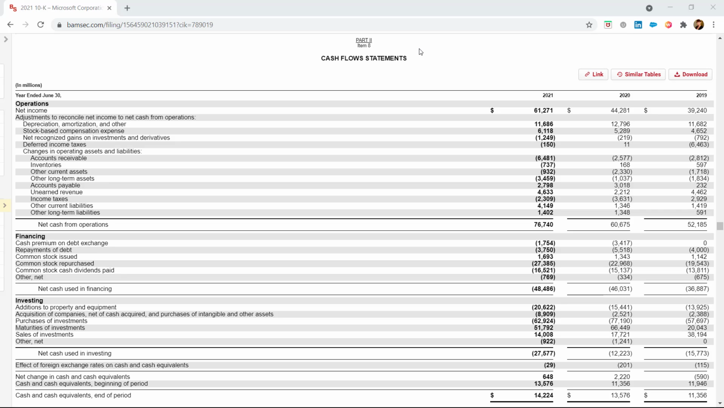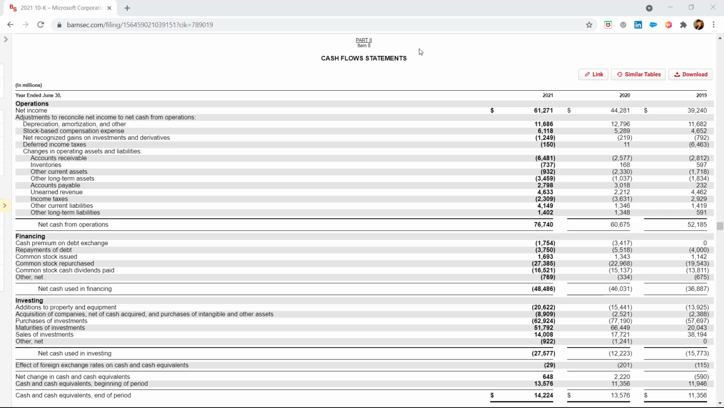Cash flow statement is one of the three key financial statements that report the cash generated and spent during a specific period of time. The statement of cash flows acts as a bridge between the income statement and balance sheet by showing how money moved in and out of the business.